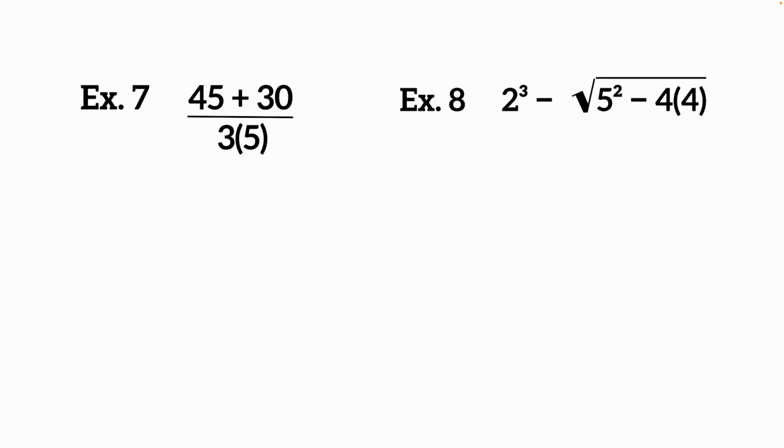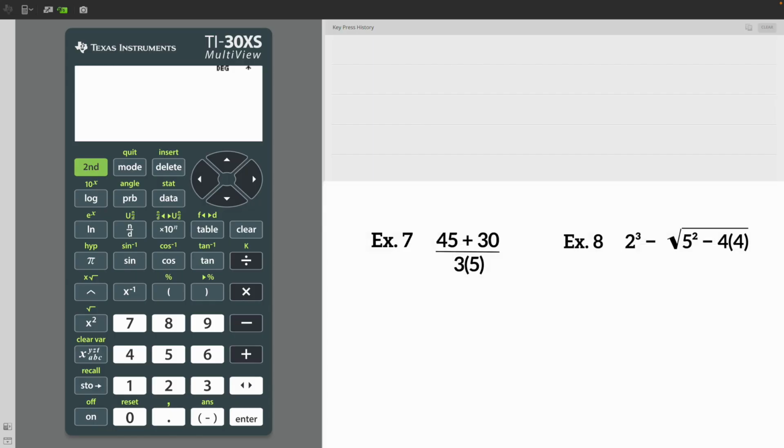And it is programmed like a mathematician. It knows the order of operations. All right, let's try this first example. The sum of 45 and 30 divided by the product of 3 and 5. Look at me sneaking in that math language.